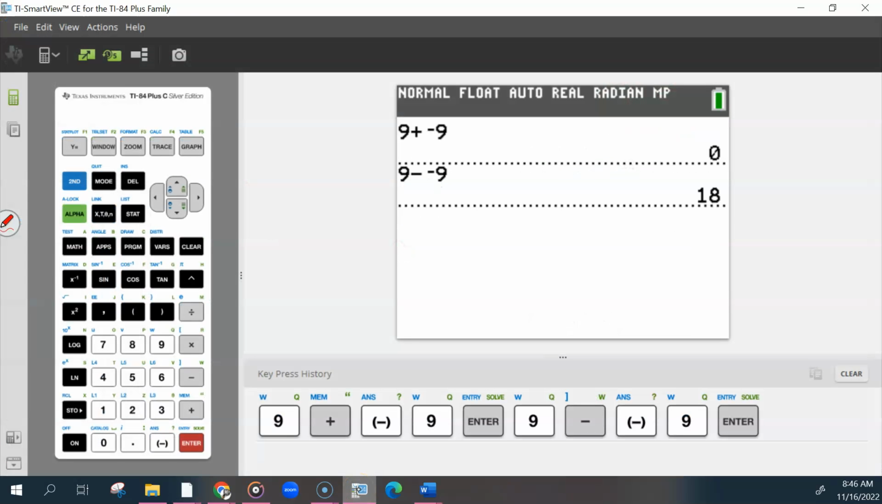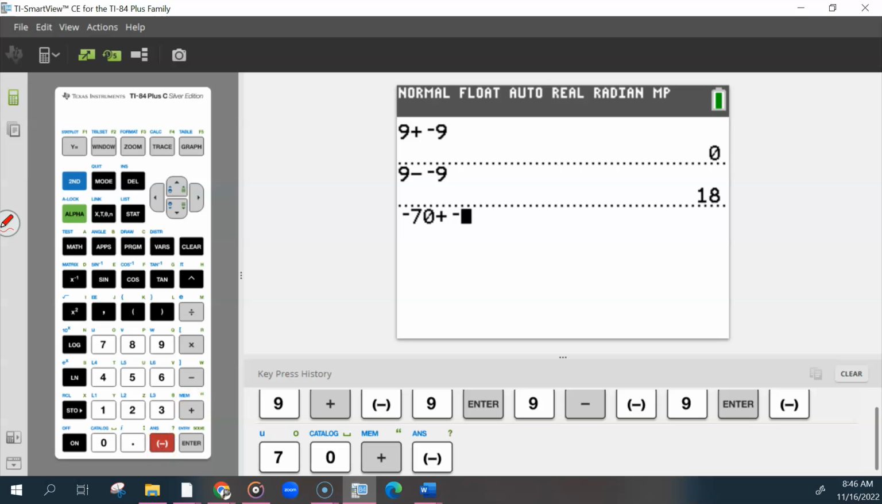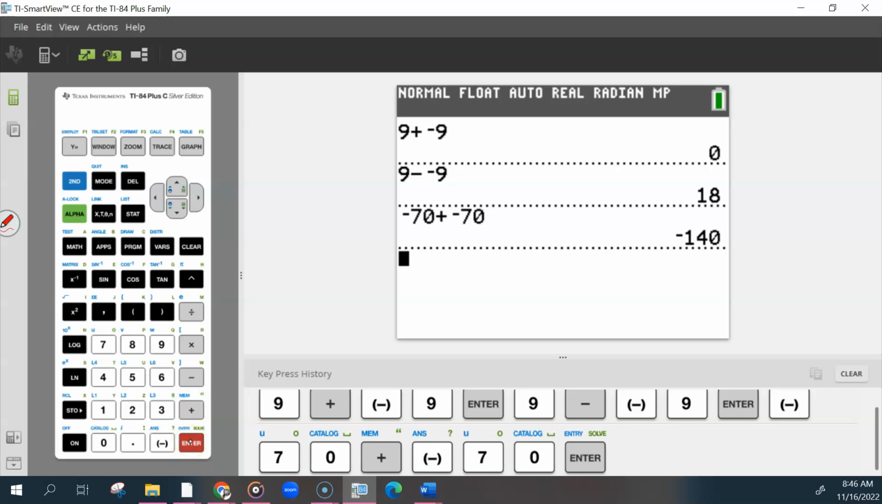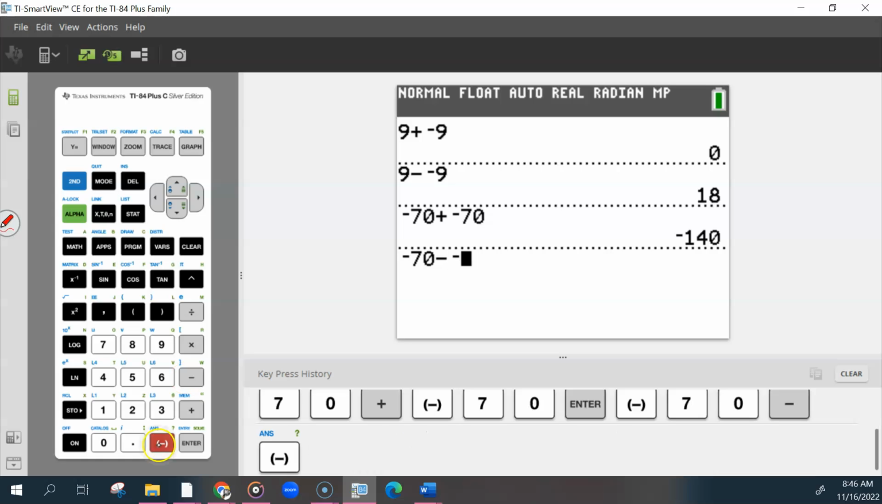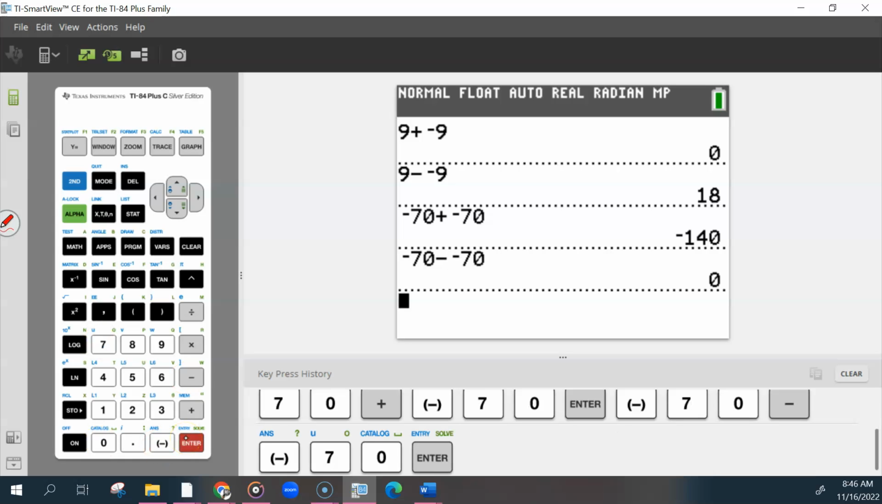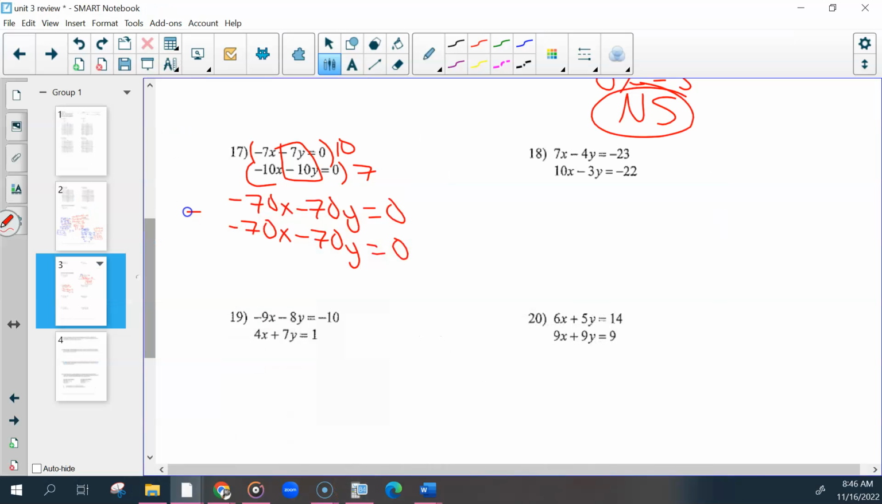So again, if you're not sure, I could do negative 70 plus a negative 70. That wouldn't cancel them. So I would have to subtract. So I'm going to subtract the entire equation from each other. But when I do that, these cancel again. So this would be infinitely many solutions.